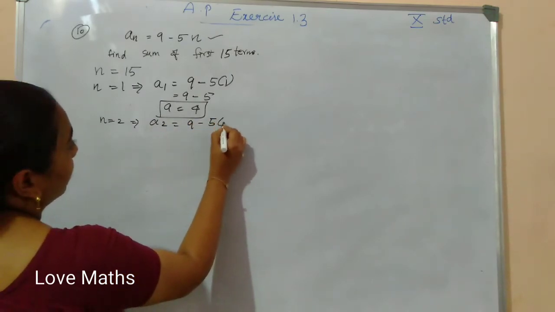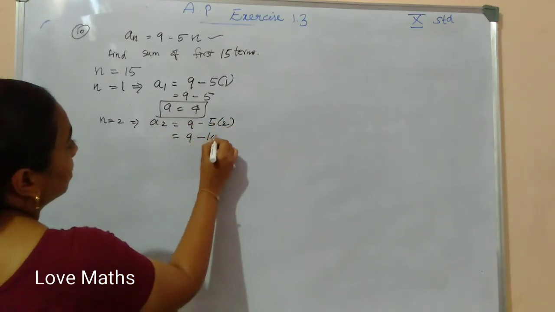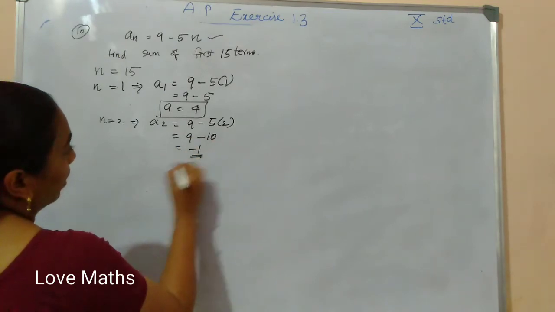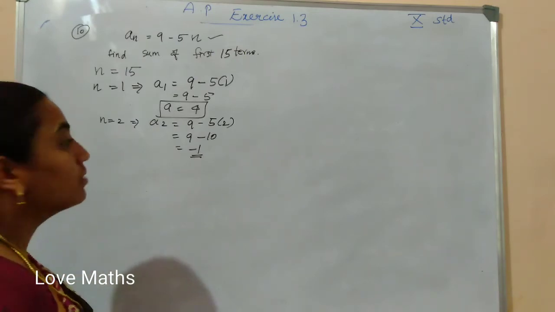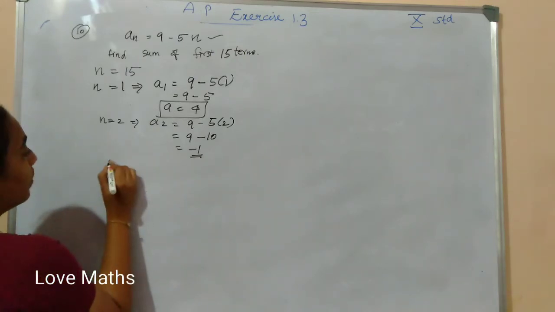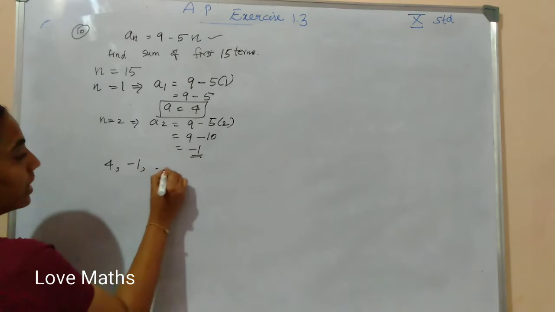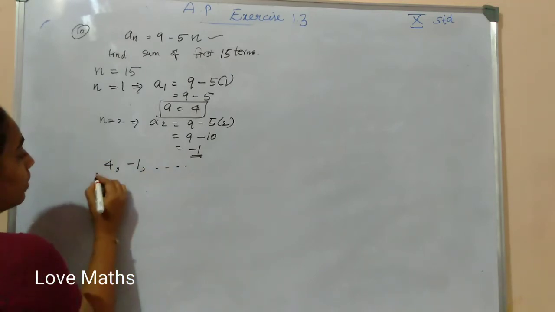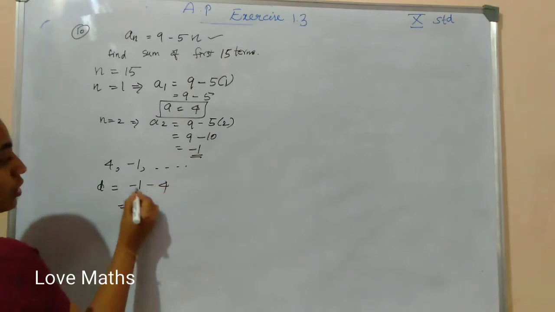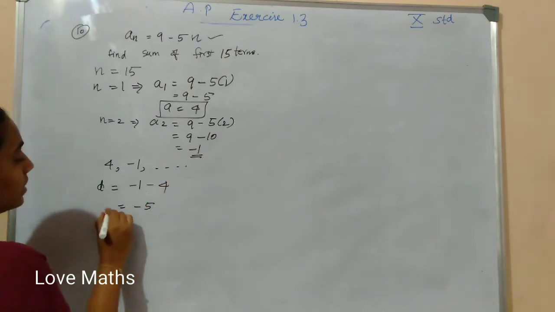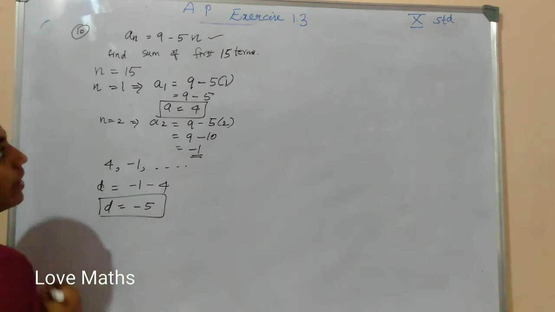9 minus 5 into 2, so 9 minus 10, that is equal to minus 1. Because a smaller number minus a greater number means you should write minus 1. Now this is the first term, next is minus 1, and it will continue like this. So you have to find D, second term minus first term. Both are the same sign, so add and write the same sign. So D is minus 5.